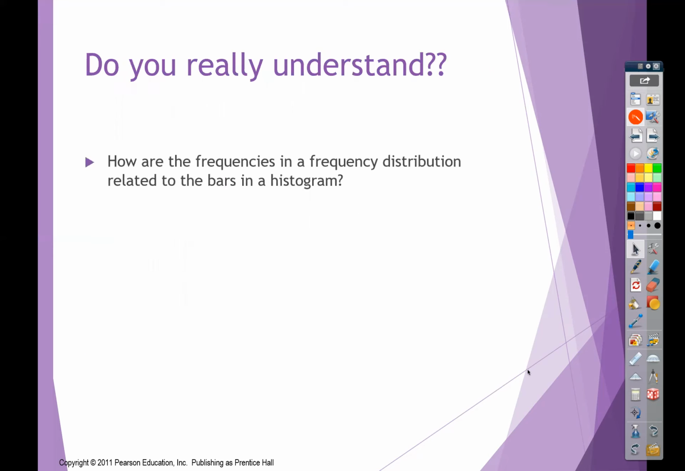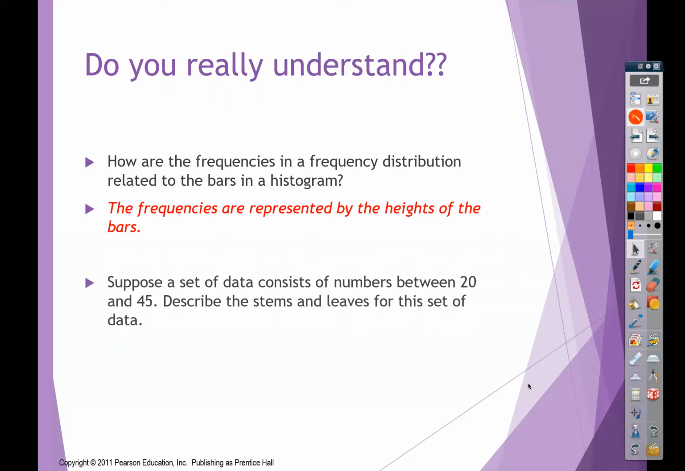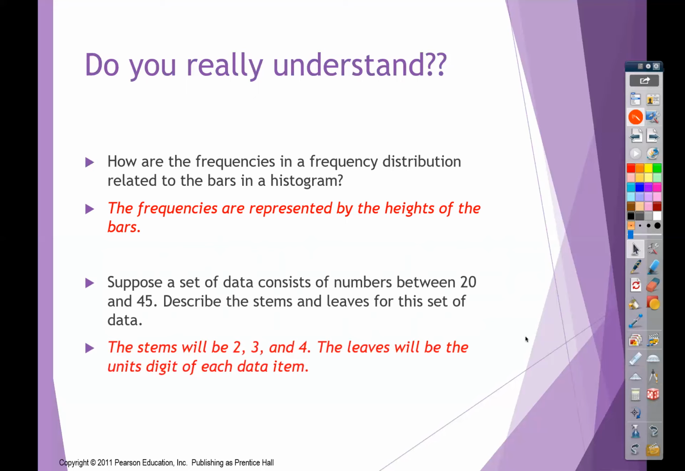Do you really understand? How are the frequencies in a frequency distribution related to the bars in a histogram? The frequencies are represented by the heights of the bars. So remember, we put that dot at the top of each bar and connected the line. That's how. Suppose a set of data consists of numbers between 20 and 45. Describe the stems and the leaves for this set of data. So your stems would be 2, 3, and 4, and the leaves would be the units digit, or the ones digit, of each data item.